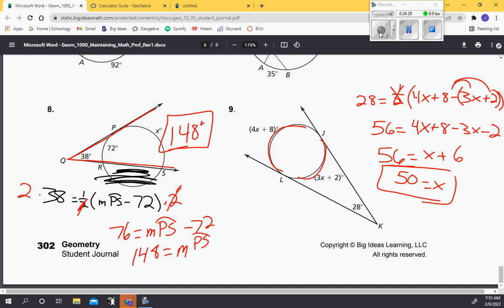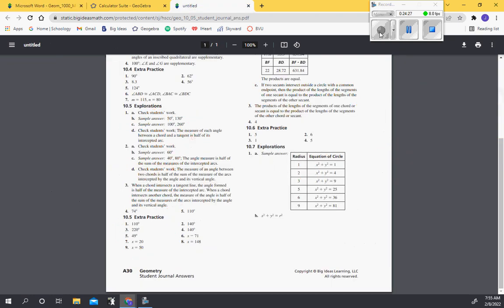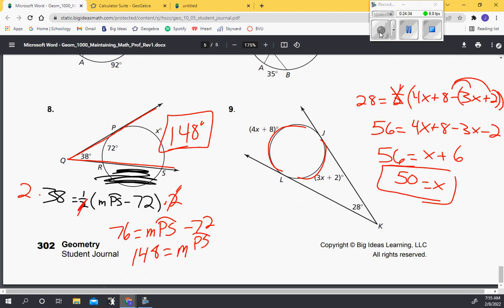I didn't mess up on number 8. I know that's 148. I believe 148. Yep. Okay. All else is good. All else is okay. It's just that last problem. My apologies.